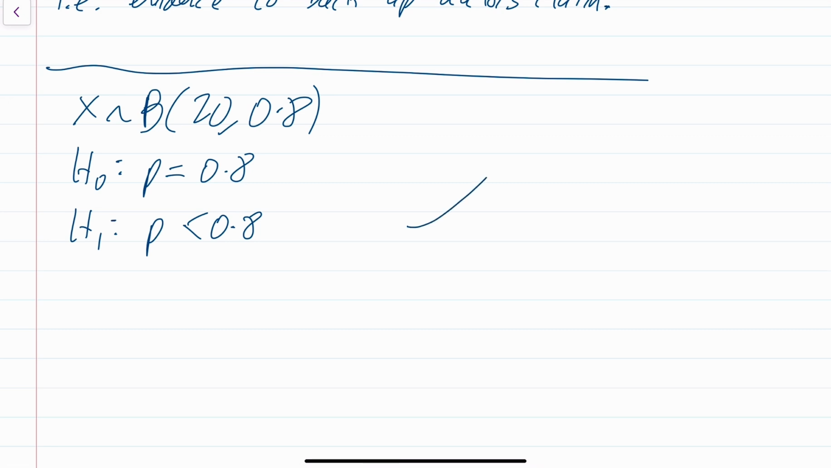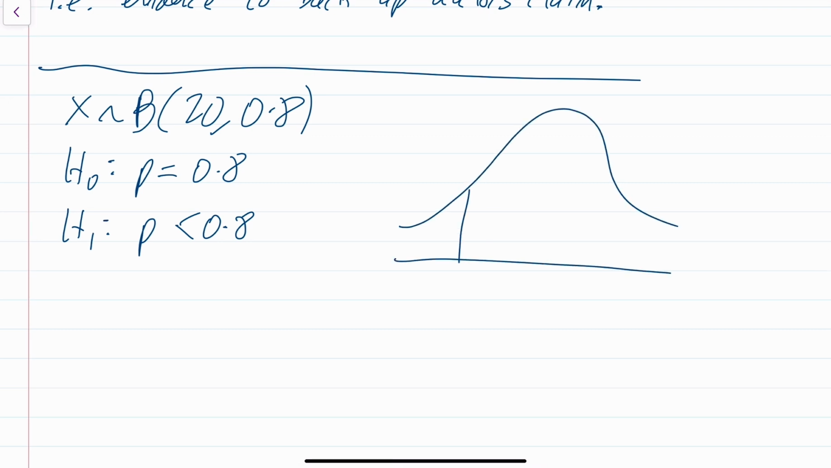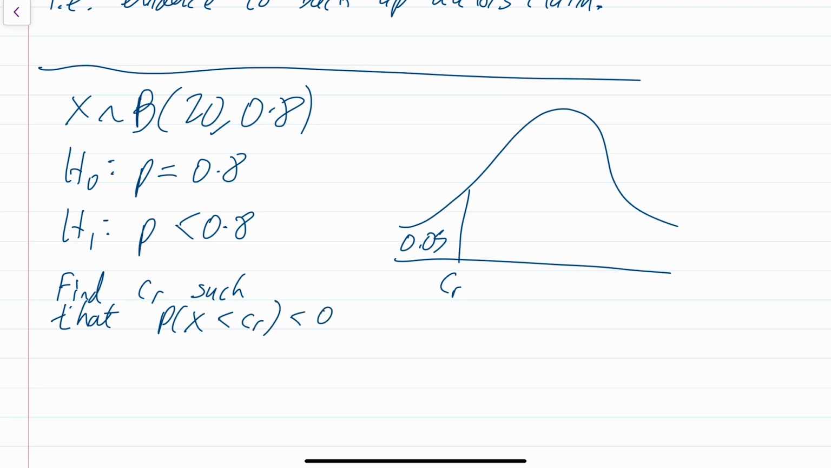So I want to find basically the first value that we come to here, such that less than that value is less than 5%. So we're going to do this by finding the critical value. I'll just call that CR. So we want to find CR such that the probability that X is less than CR is less than 0.05. So the first value that comes into there.